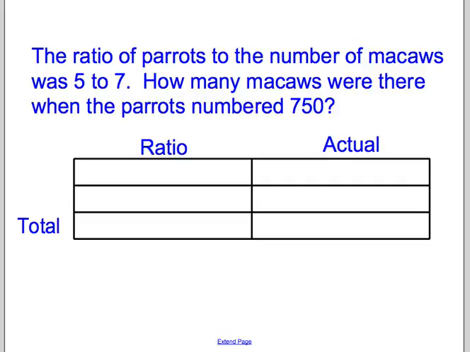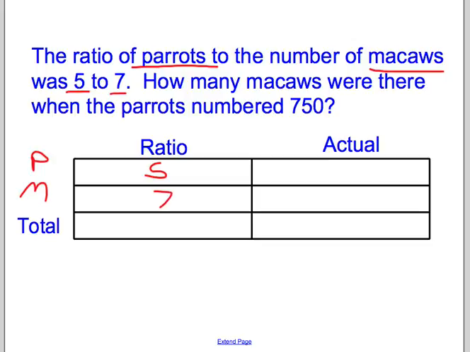What I have drawn on this page is what I call a ratio box. A ratio box is where we can organize our data. On this particular problem, we're comparing the number of parrots, which is listed first, so I'm going to use P for parrots, and macaws is second. Our numbers are given to us in the same order. So the 5 represents the number of parrots, and we put that in our ratio column of our ratio box. And then 7 is the number of macaws.